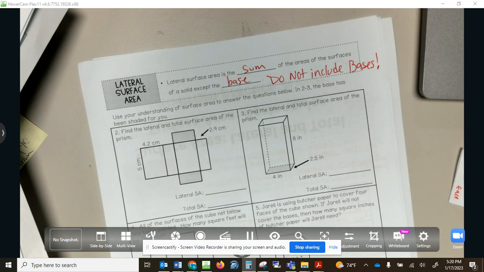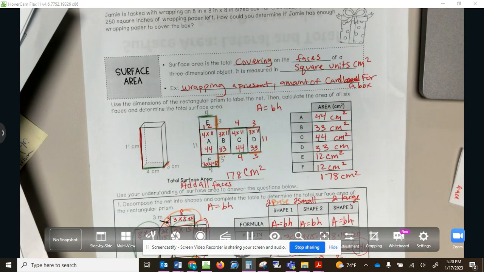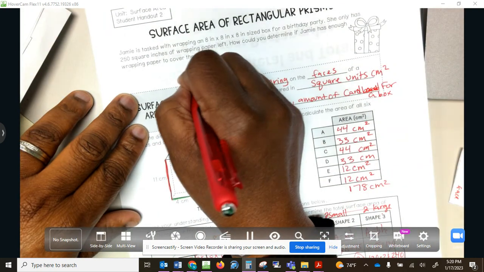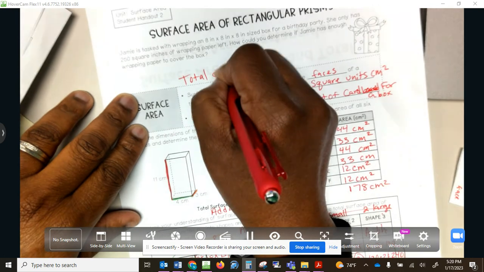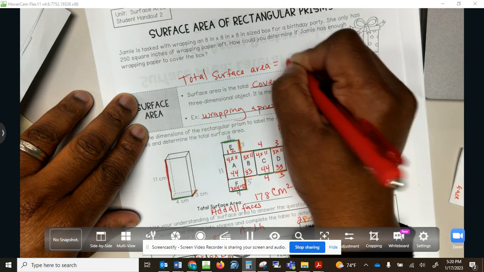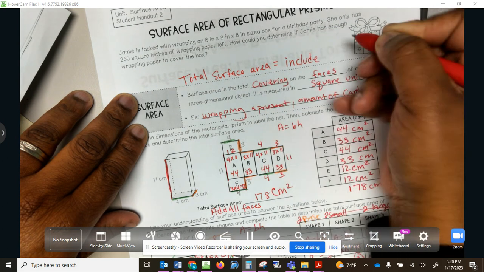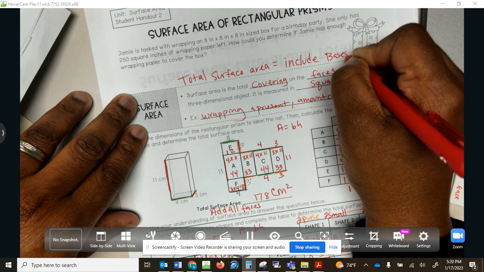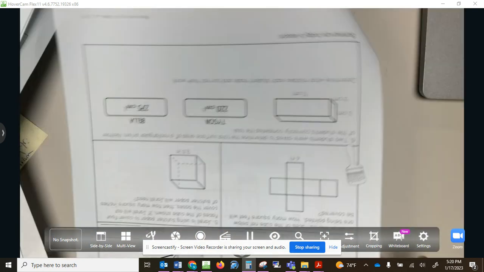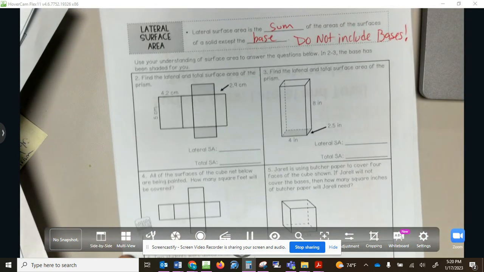When they give you a total surface area, I'm going to go back to where we wrote total surface area. They don't really say that on here for surface area, but I'm going to write it here. So for total surface area, we're going to say include bases. So for total surface area, we include the base. When it's lateral surface area, we do not include the bases.